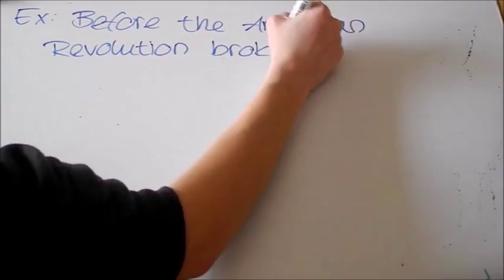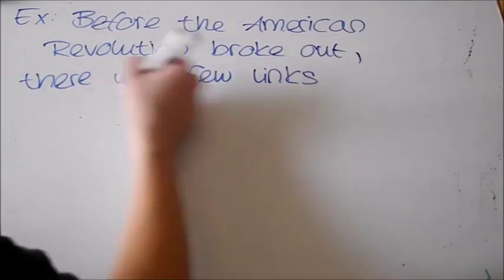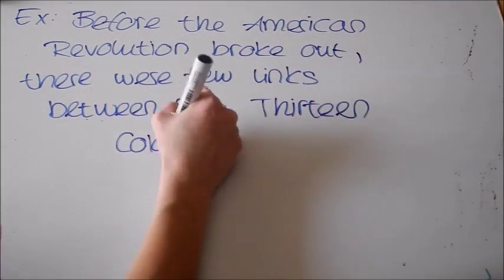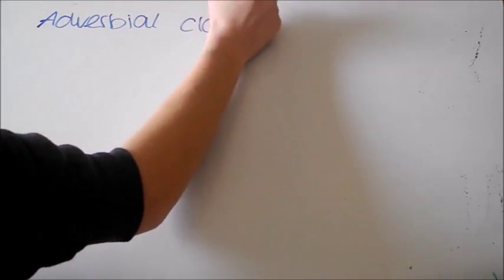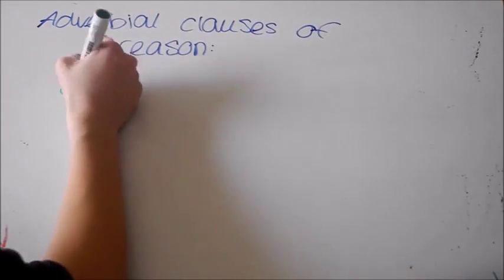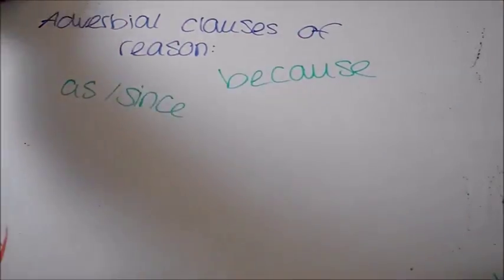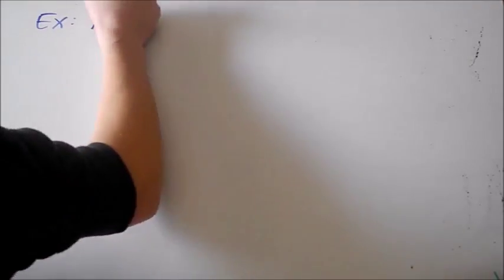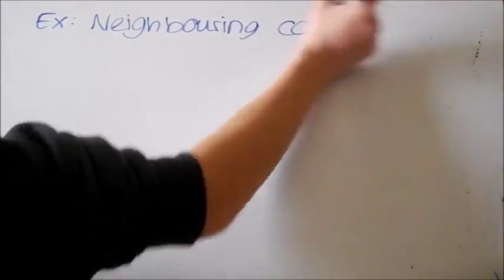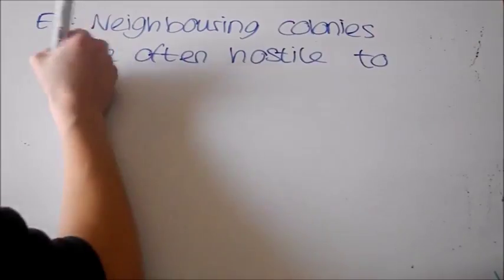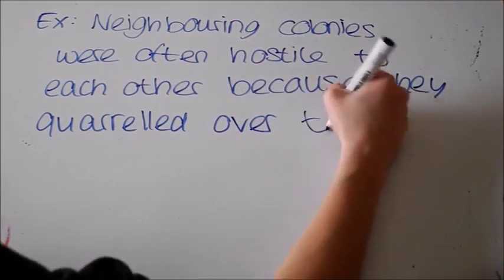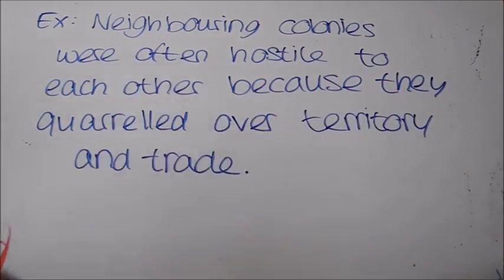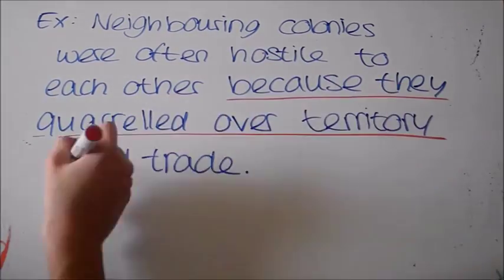Before the American Revolution broke out, there were few links between the 13 colonies. Adverbial clauses of reason: as, since, because. For example, neighboring colonies were often hostile to each other because they quarreled over territory, trade.